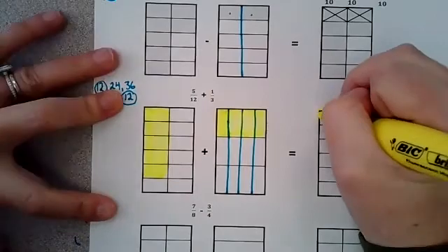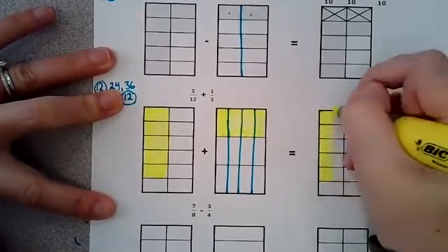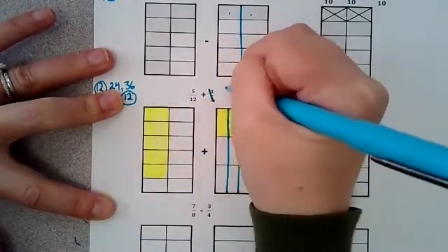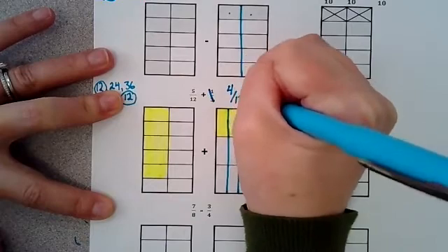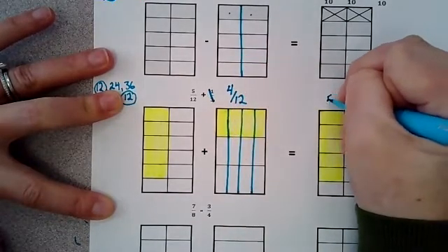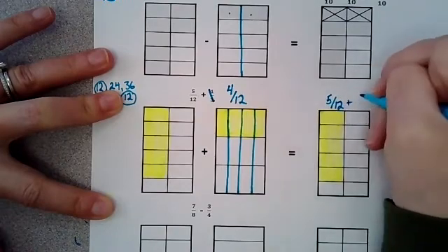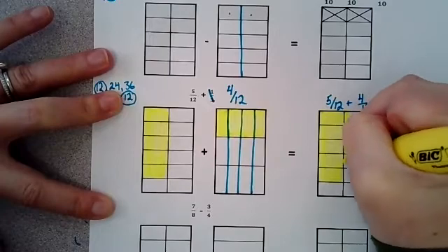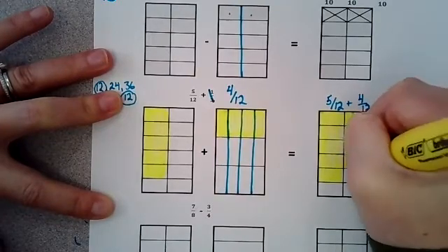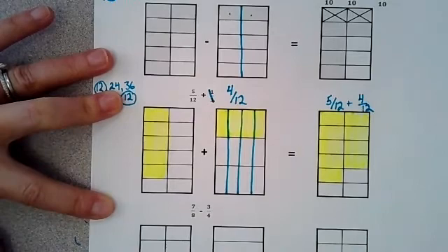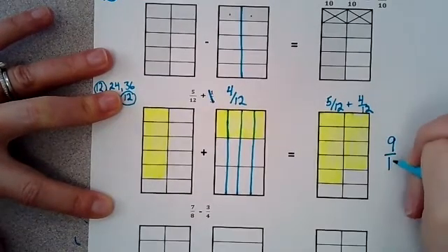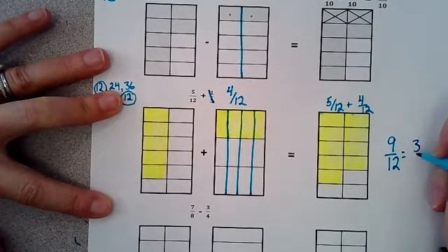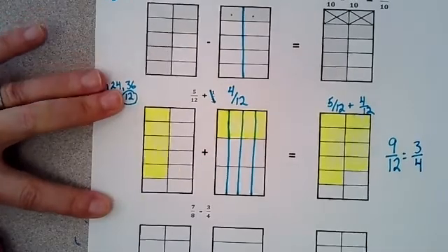All right, so I've got 5/12, because this is 5/12. 1/3 turned into 4/12. So I've got 5/12 plus another 4/12, and I can just color in another 4 here, gives me 9/12 in all, which of course simplifies. You can divide the top and the bottom by 3 and get 3/4. Okay? All right, let's look at another.